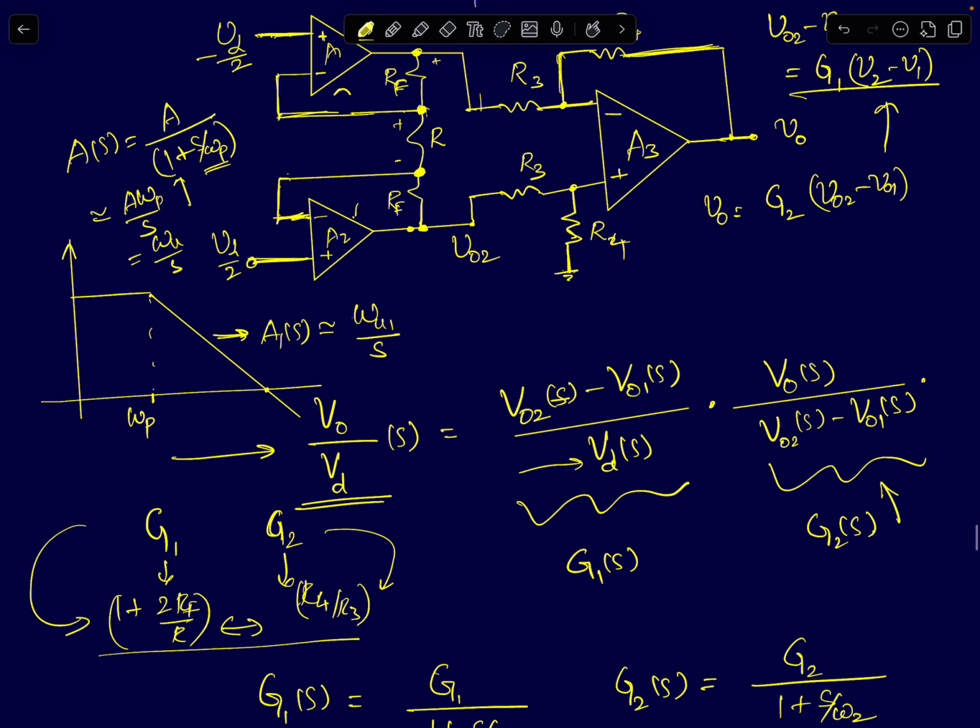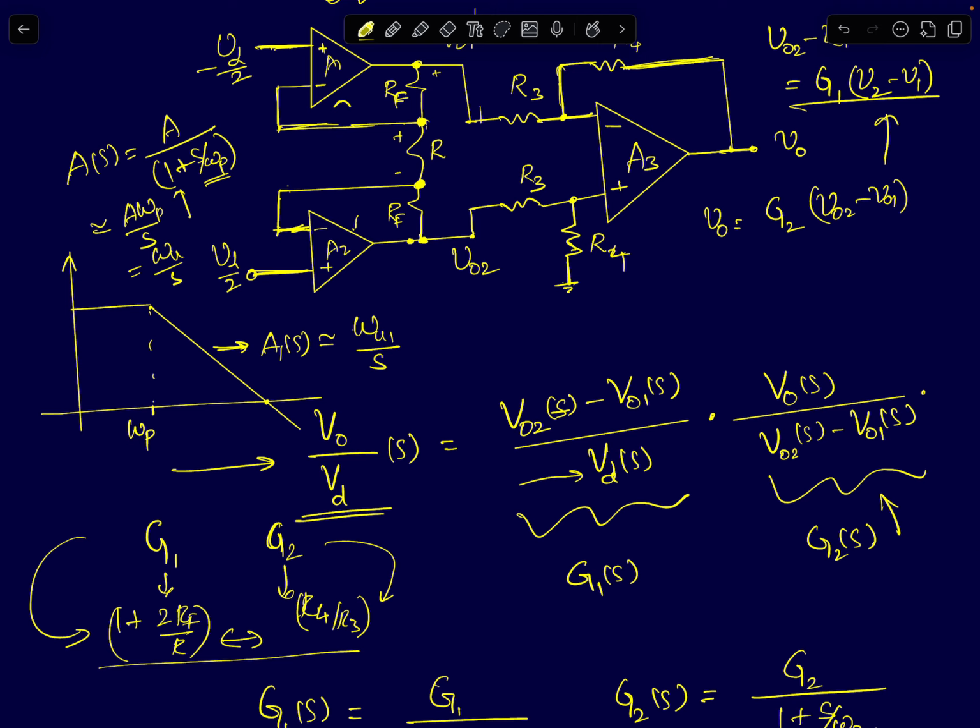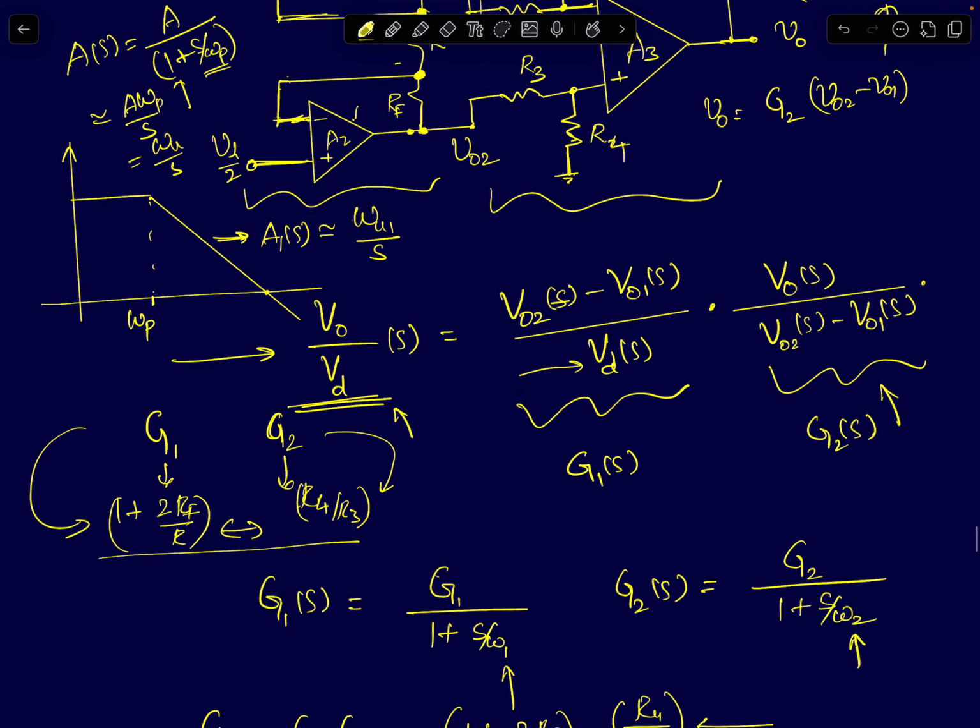So now back to the analysis. All I said was the overall transfer function V0 by Vd of S can be decomposed into a cascade of two transfer functions. The transfer function of the first stage, which is a fully differential amplifier, differential input to differential output, times the transfer function of the second stage, which is a single-ended output divided by the differential input. We will call these G1 of S and G2 of S.